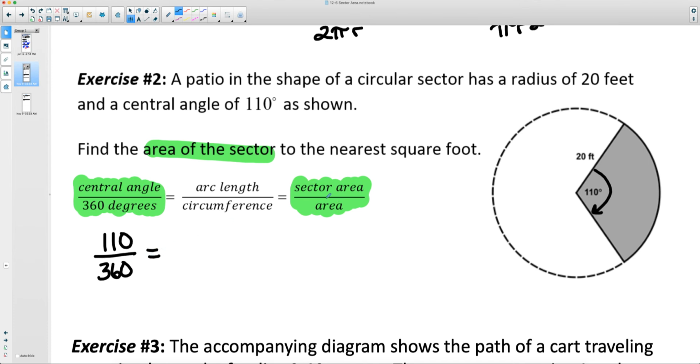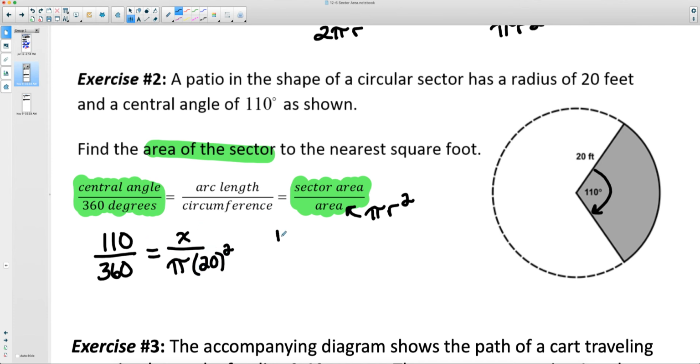and I'm dealing with this other one, the sector area. Well, that's what I'm trying to solve for, so I'm going to put an x there, divided by pi r squared. The area of the circle is pi r squared. The radius is 20, so that's going to be pi times 20 squared. Okay, that's actually the hardest part, just setting that up.